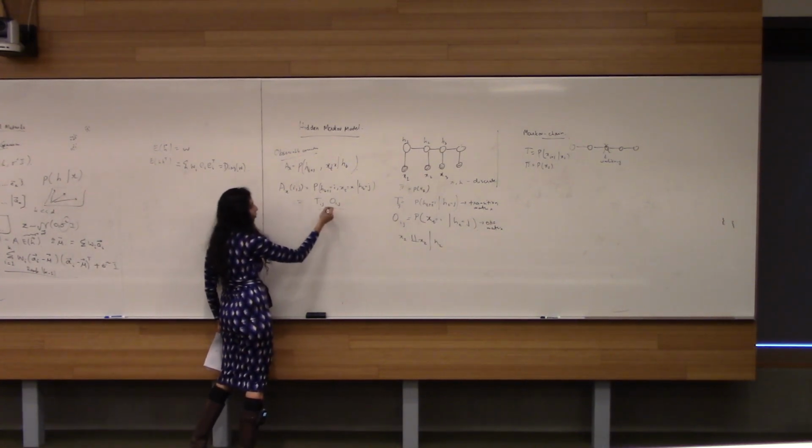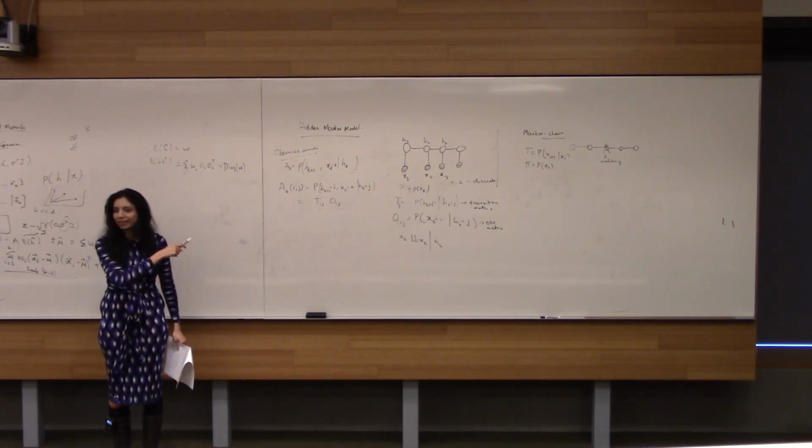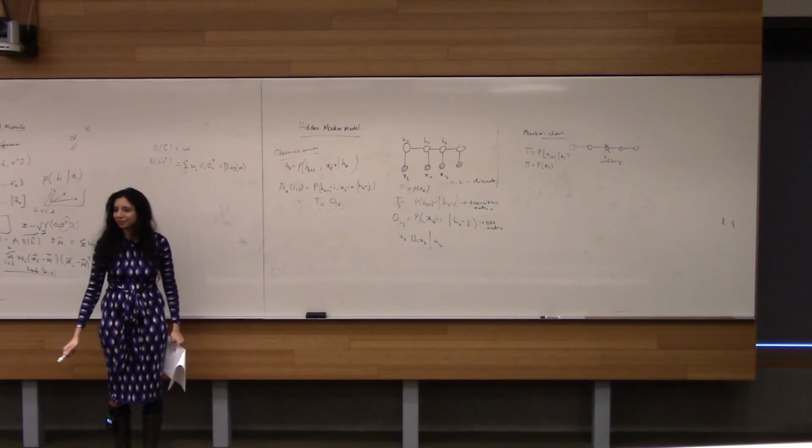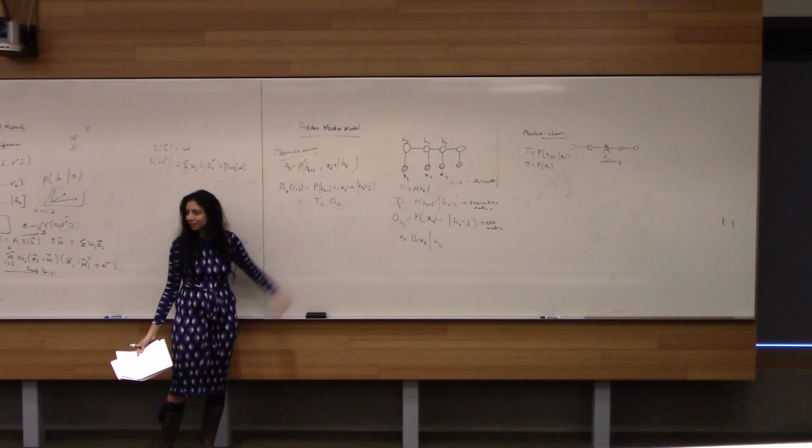But you don't have to worry about it. The main thing to keep in mind is because of this conditional independence, I can break down this probability. I can write it in terms of the product of these matrices. Okay?